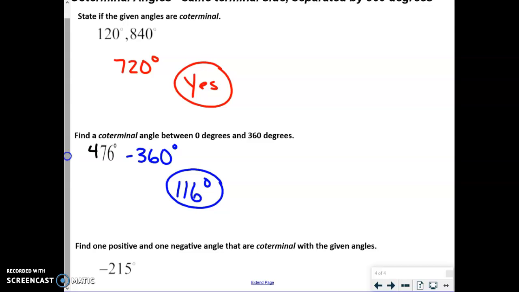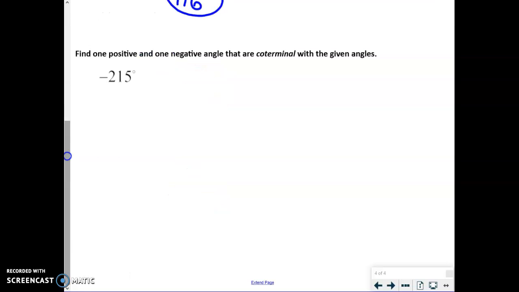And now the last one. The last one, kind of going off the second question we just had, is finding a positive and a negative coterminal angle. And the way that we do that is we add or subtract 360 degrees. So for this one, to find that positive coterminal angle, first thing I would do is add 360 degrees. Now if this doesn't do it right away, you may have to add again and again, however many times you need to get it to a positive number. In this case, if we add that, we end up with 145 degrees. So there is our positive coterminal angle.